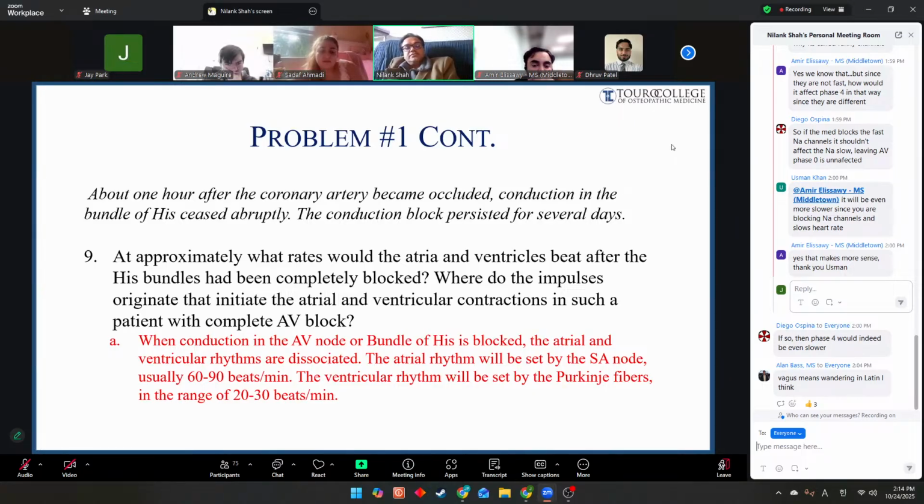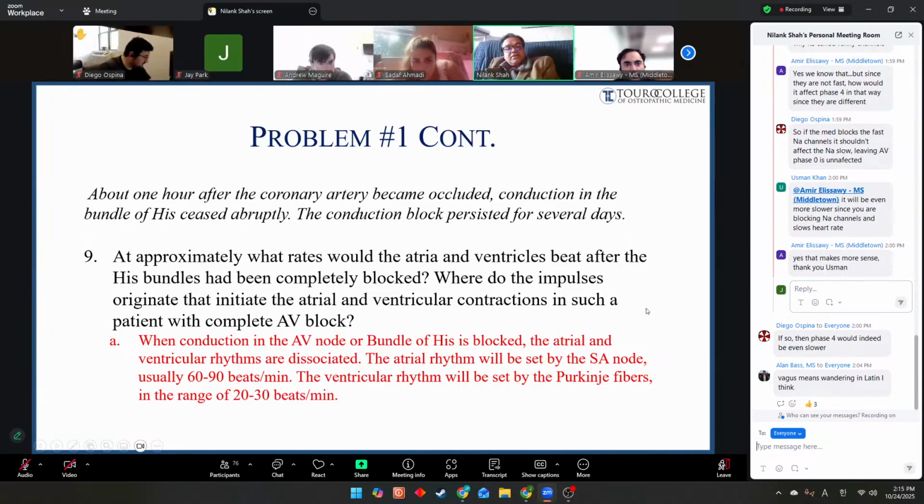Who can answer that? This will actually give you an idea about the rate of action potential firing, or the rate at which the SA node will fire action potentials, and the bundle of His or Purkinje fire action potentials. That will help you to answer the question in the exam actually. The complete dissociation. Who can answer this? Yes, Taigo.